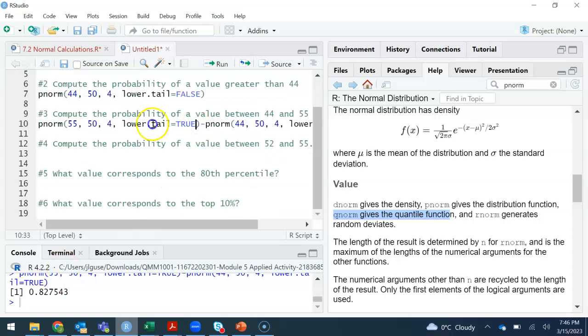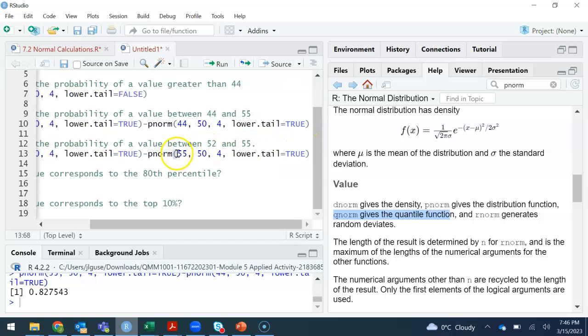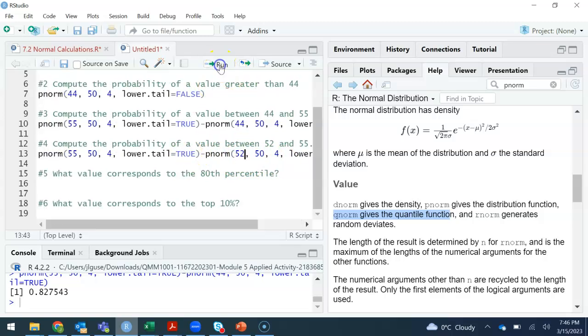The same thing is true for the next one. If we want the probability of a value between, we're using p-norm, start with the bigger value. We're between 52 and 55, so start with the 55, then do the exact same p-norm, same mean and standard deviation, but change the second value to the smaller one, 52. That's how you do differences. Subtract the p-norms for the probabilities. It's about 20%.